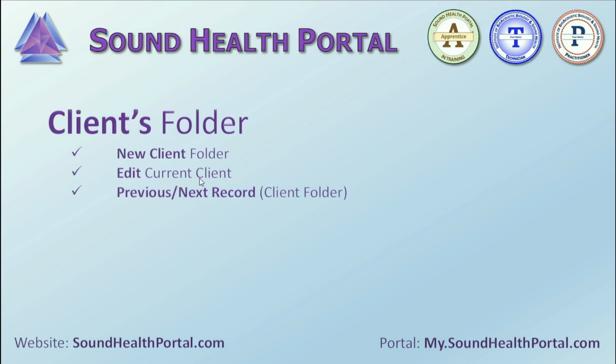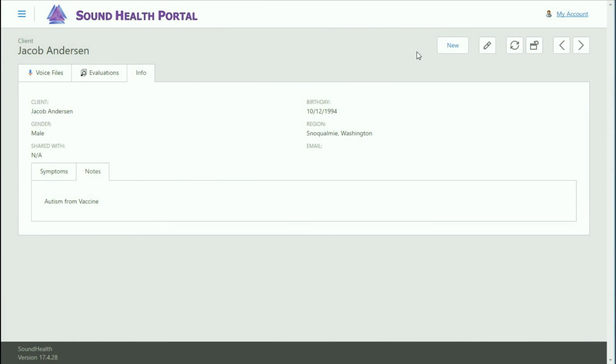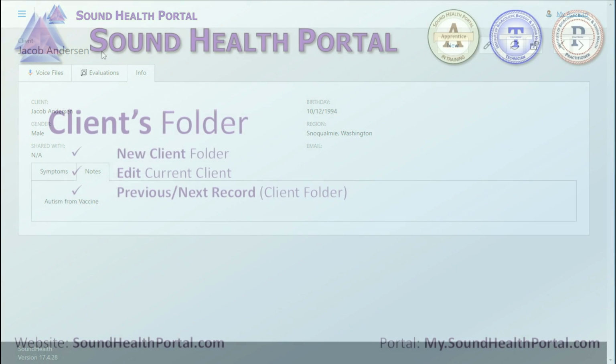Some of the capabilities in the clients folder: a button that will create a new client folder. I can edit the current client, or I can click on the previous or next record or client folder. Here are those buttons that I just mentioned. I can create a new client. I can edit this client's folder. And these buttons will move me to the next record. So right now we're in Jacob Anderson's folder. If I click Next, it moves me to Laura Hahn's folder, and I can go back to Jacob Anderson's folder.